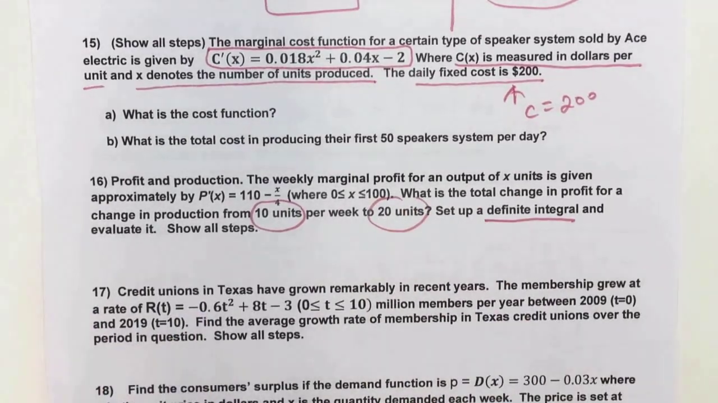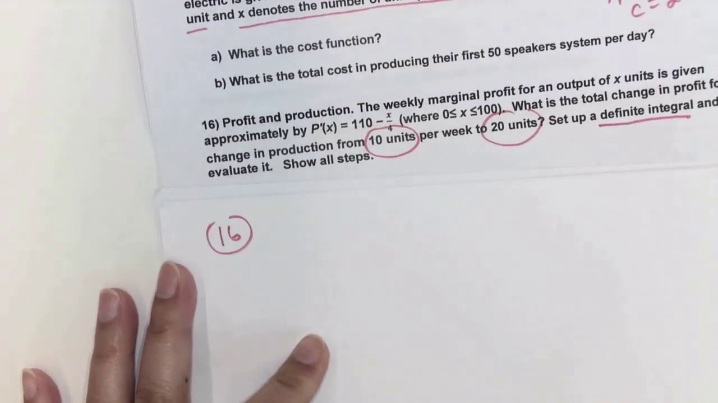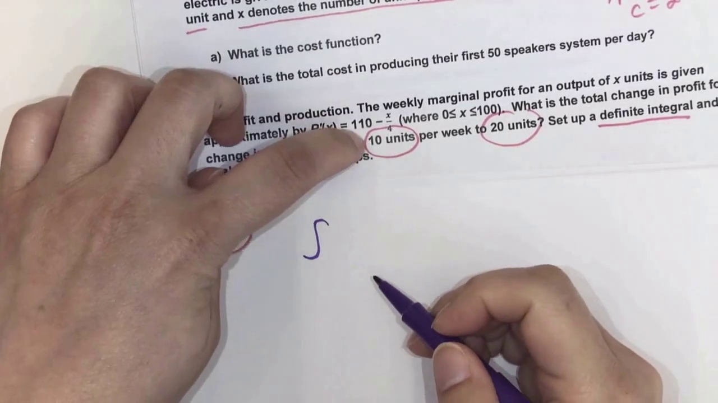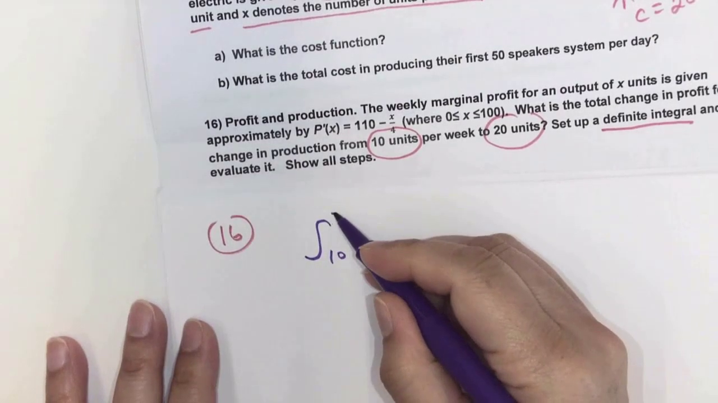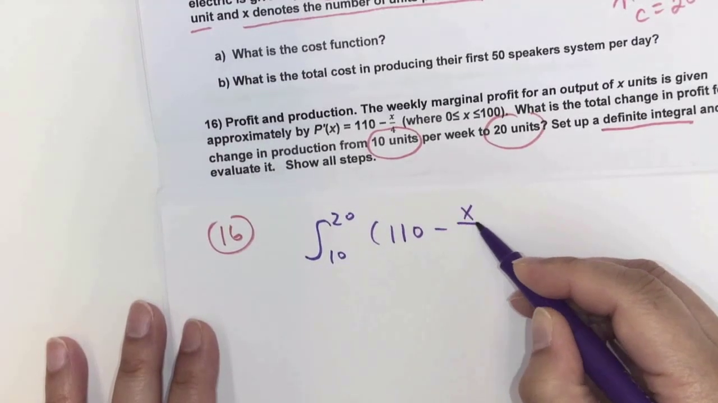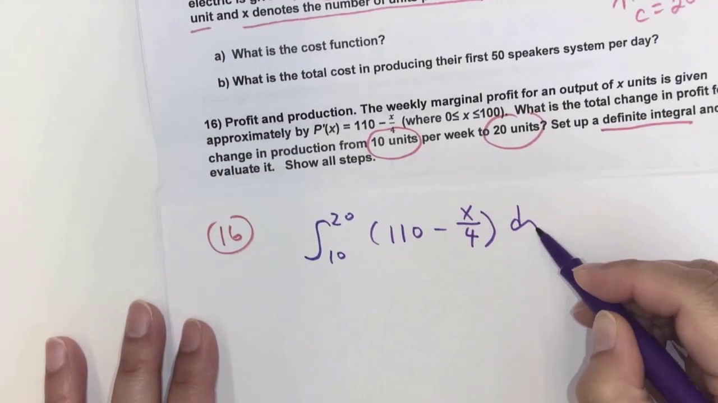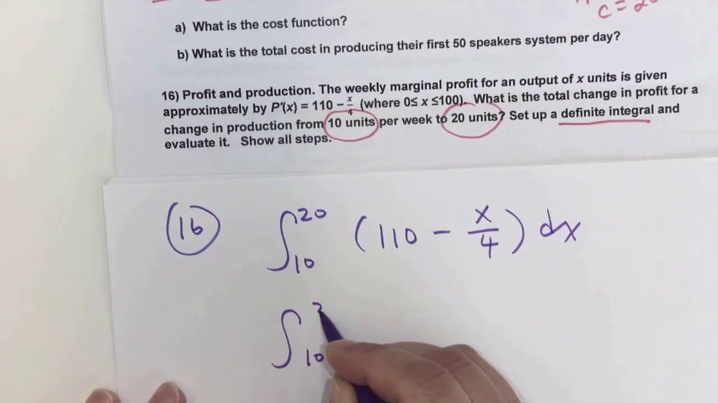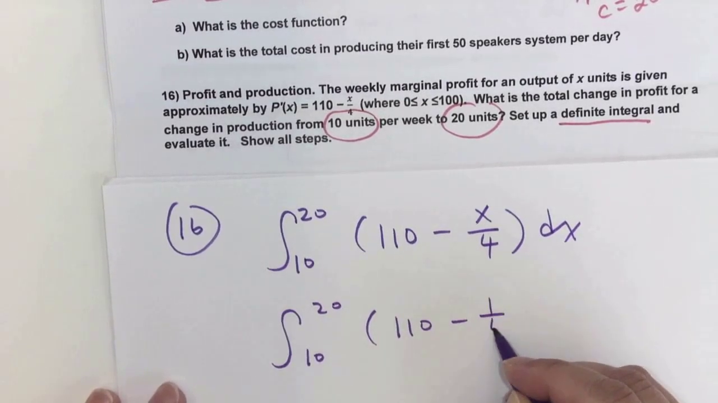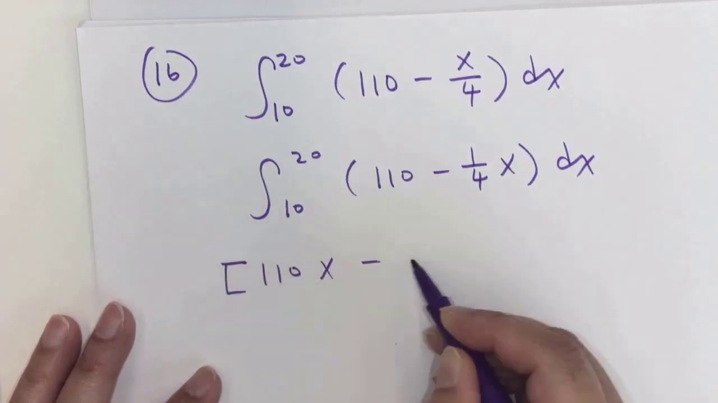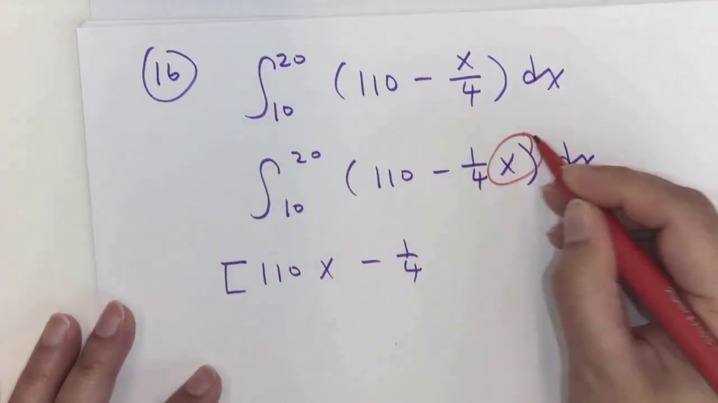So we're going to use that and find the profit function. Number 16, they give you a marginal profit and ask you to set up a definite integral. The lower limit would be 10, the upper limit would be 20. The function was 110 minus x over 4, and then dx. Just take the integral of each term. This means the integral from 10 to 20 of 110 minus 1/4 times x dx. You have 110x minus 1/4, and you are only taking the integral of x.